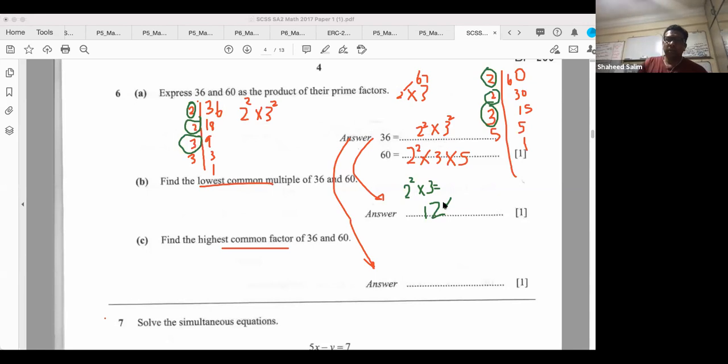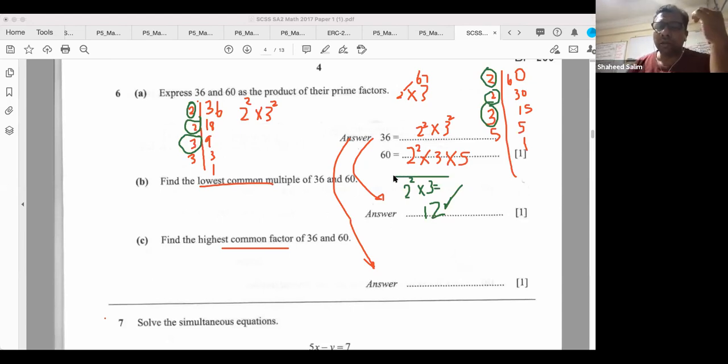You can see, yeah? So I repeat again. If you have prime factorization, take the similar one but the smaller. If both have 2 square, then take 2 square. If you have 3 and 3 square, take the smaller one, 3. 5, leave it alone. Okay, then you times it out now. 2 times 2 times 3 is 12. Okay, this is correct.